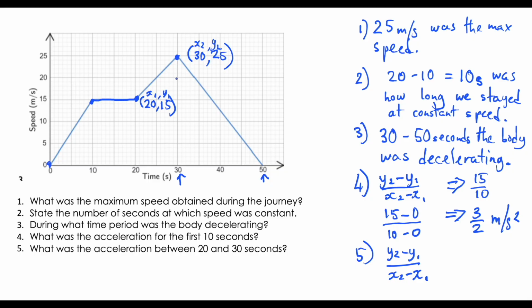So y2 take away y1 in this case is going to be 25 take away 15, and that's going to go over 30 take away 20. So 25 take away 15 is 10, and then 30 take away 20 is 10. So 10 divided by 10, we know that this is basically 1. So we are saying that we have 1 meter per second squared. So our acceleration is 1 meter per second squared. Therefore, that is the acceleration from 20 to 30.